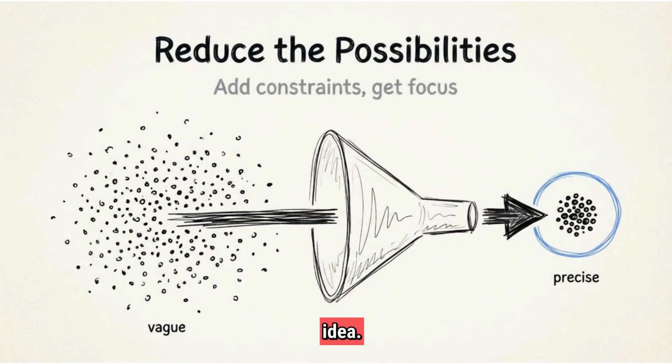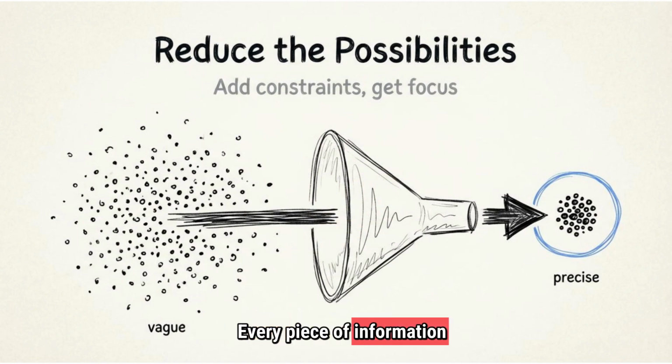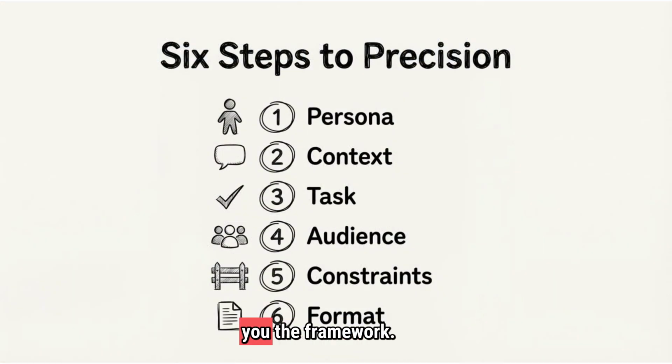Now here's the core idea. Prompting is fundamentally about reducing possibilities. Every piece of information you add to your prompt narrows down the space of likely responses. Think of it as a funnel. On one end, you have 1,000 scattered directions. On the other end, you have a tight, focused answer. Your job is to add constraints that push the model from vague to precise. That's the whole game. So let me give you the framework.